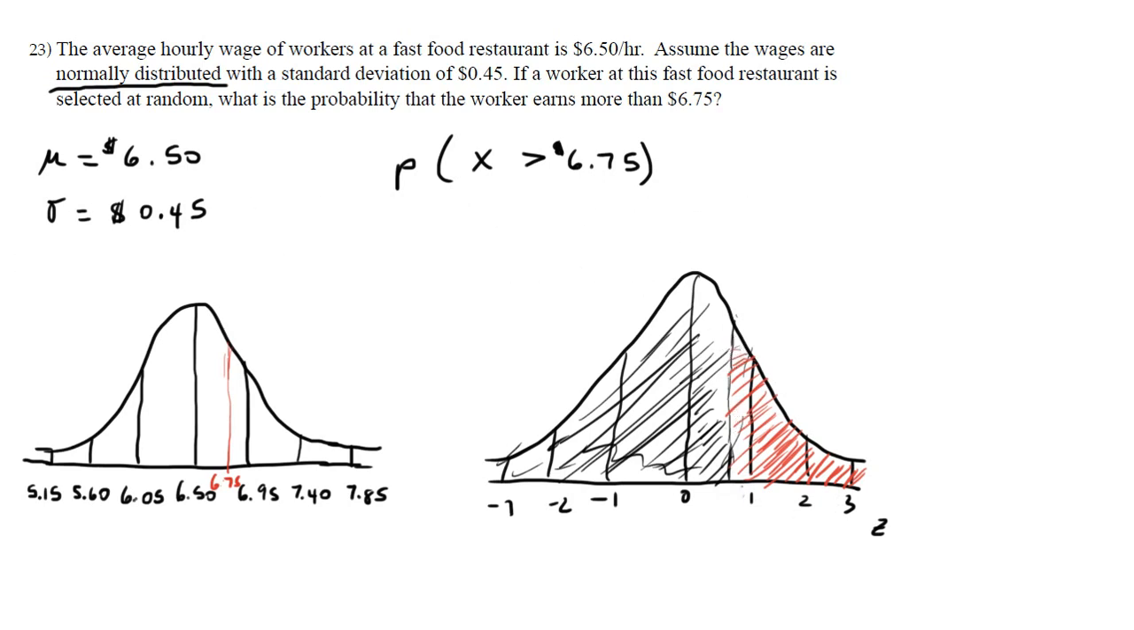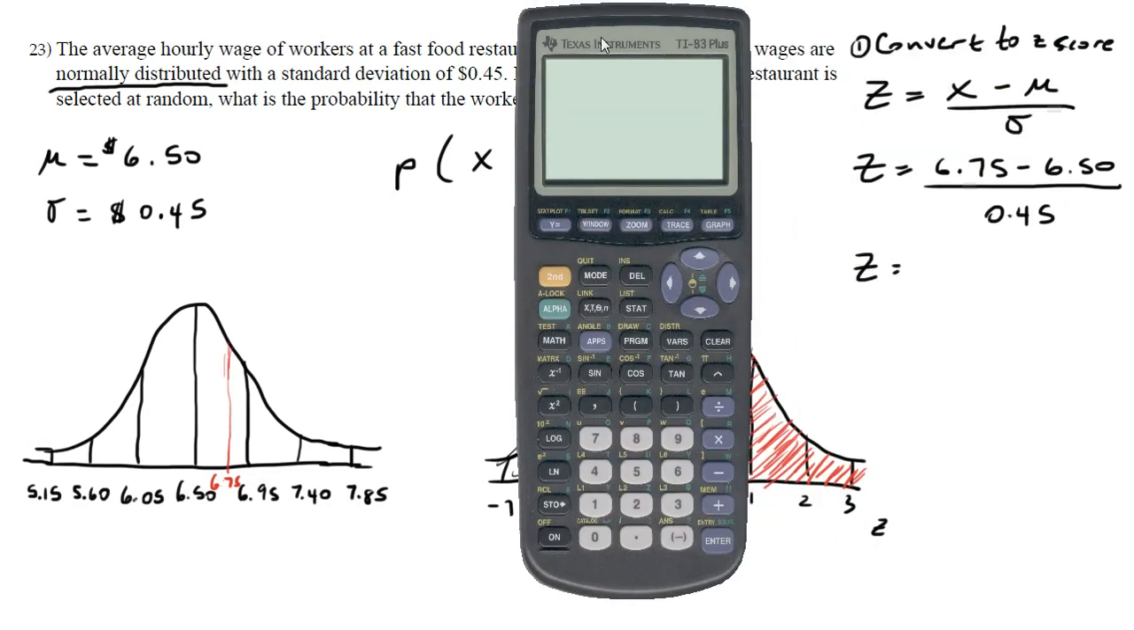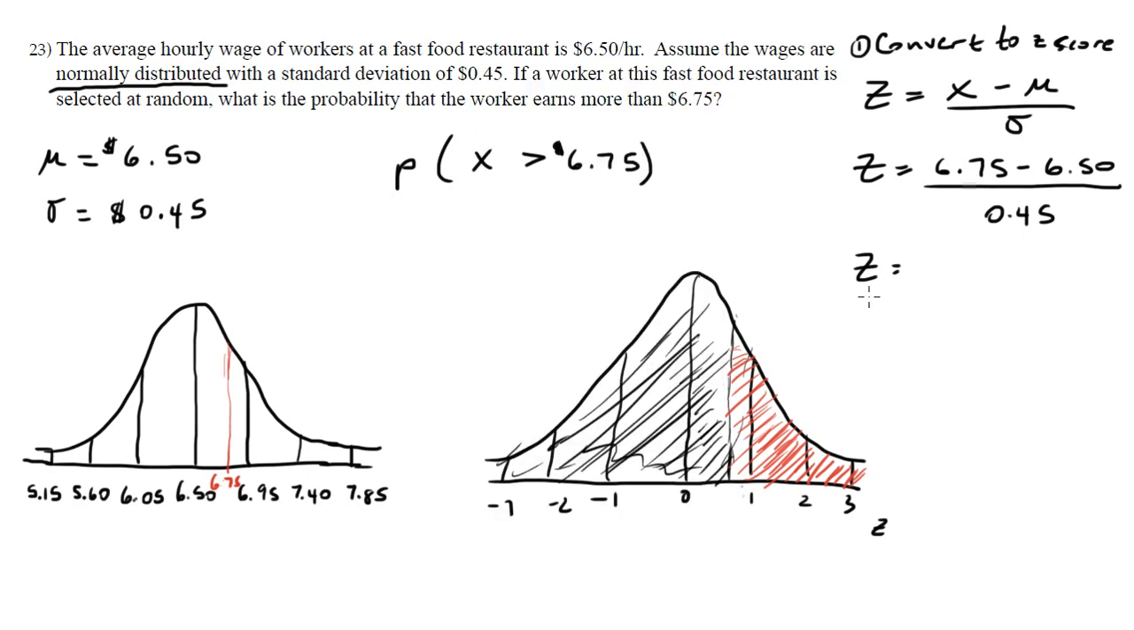So first, let's convert this X value to a Z-score. I use my trusty formula, X minus the mean divided by the standard deviation. So the X value, the value that we're considering, is $6.75 minus the mean, divided by the standard deviation. So that's 25 cents divided by 45 cents. That's 0.555556. For the Z values, I only use 2 places after the decimal, so 0.56. So Z is 0.56.